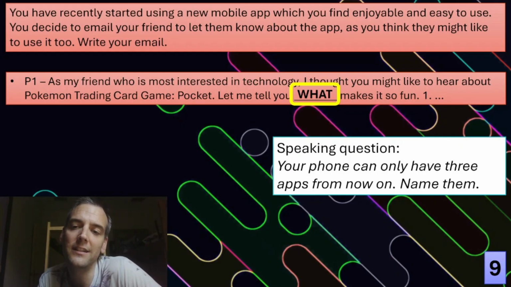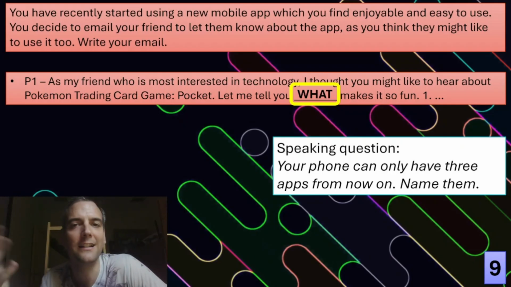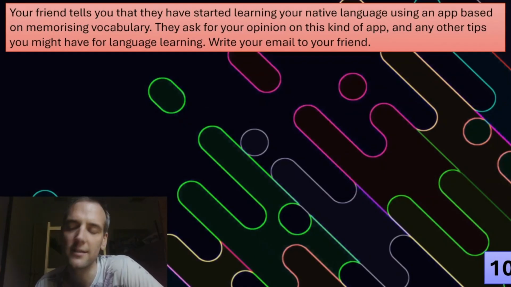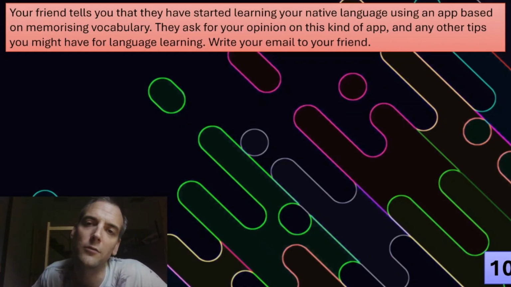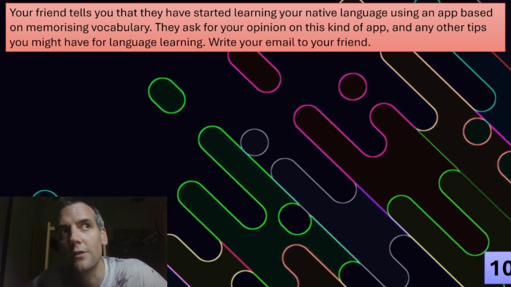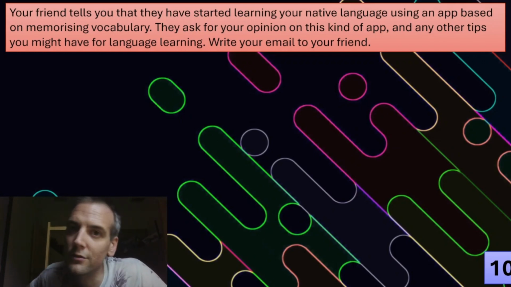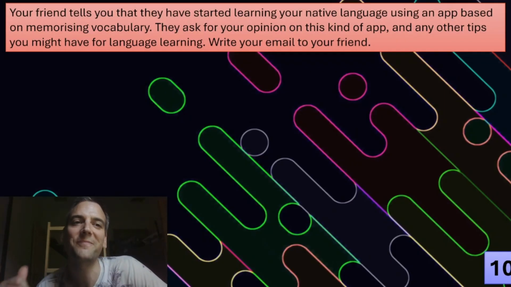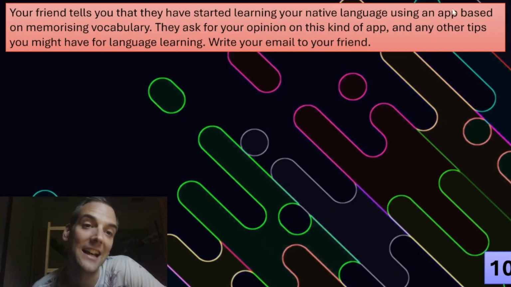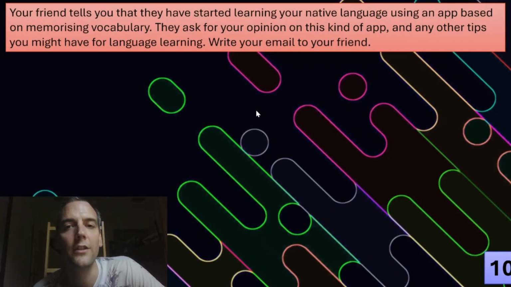Talking about apps, a little speaking. If you can only have 3 apps, which are they and why? And a fun bit of speaking. As we move on to our last question, it's another informal email about learning a language, a common topic, because obviously if you are taking an English exam, you can talk about learning English. So the point here is about using apps for memorizing vocabulary. What's your opinion? Do you have other tips?